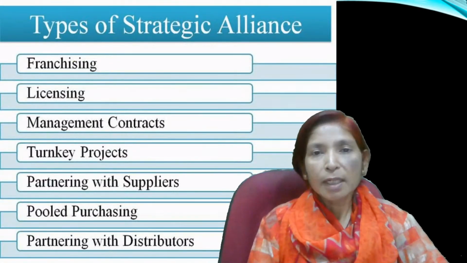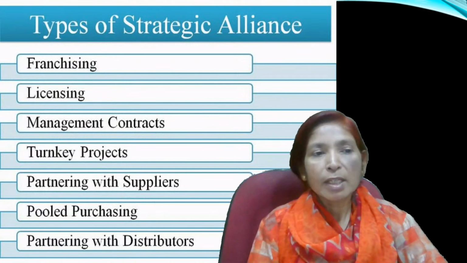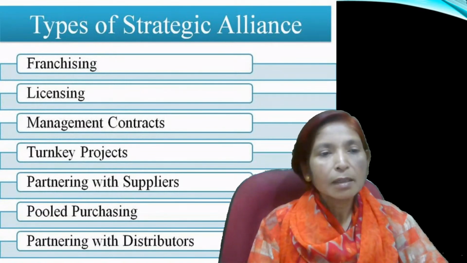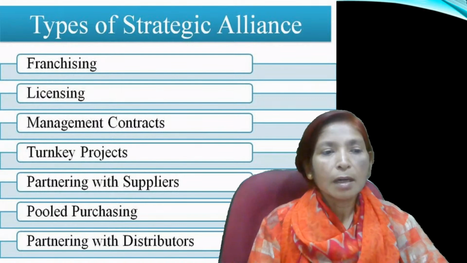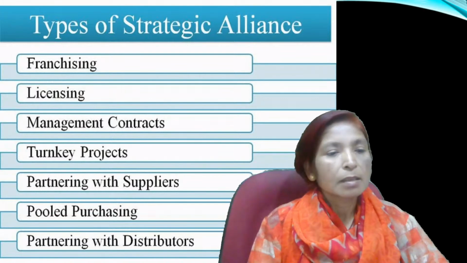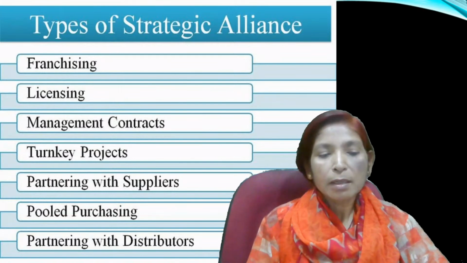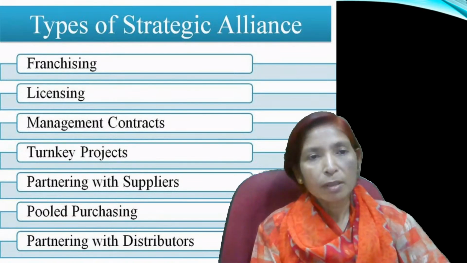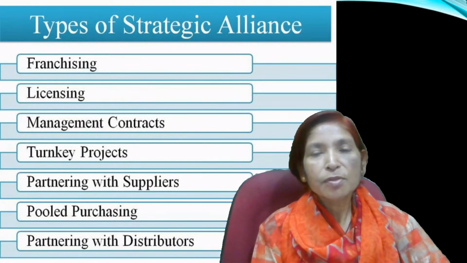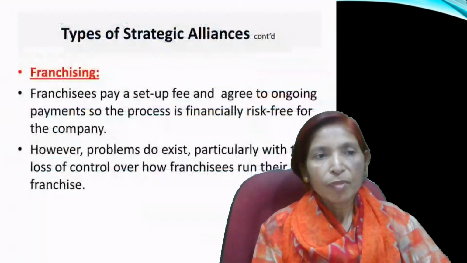Next is types of strategic alliances, like franchising, licensing, management contracts, turnkey projects, partnering with suppliers, pooled purchasing, partnering with distributors. These are the different types of strategic alliances.